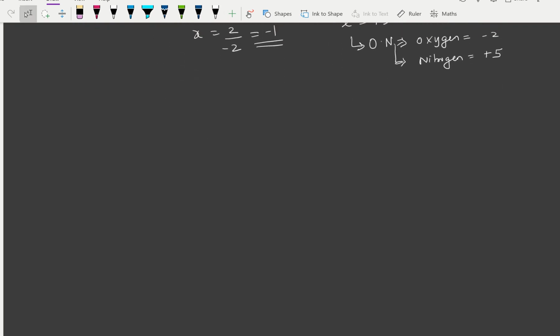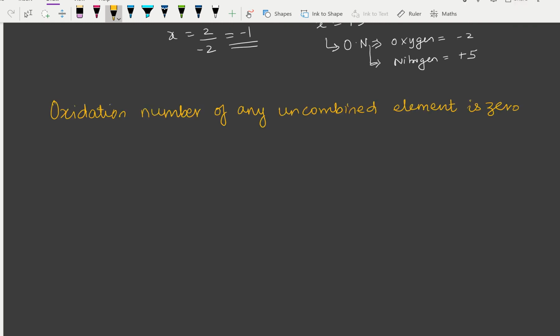Also, you need to remember a few things more, and the rule is oxidation number of any uncombined element is 0. So that means if there is an element and it is totally uncombined, it has not combined with some other element to form another ionic compound or a molecule, so in that case the oxidation number is going to be 0. So what are the examples? Examples can be any. You can take hydrogen, oxygen, chlorine, bromine.